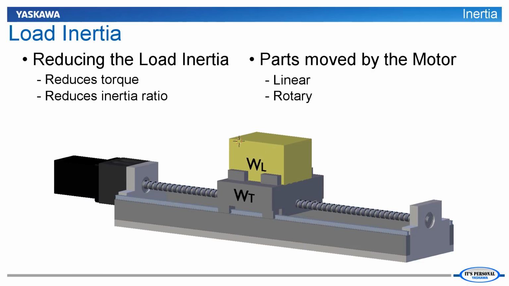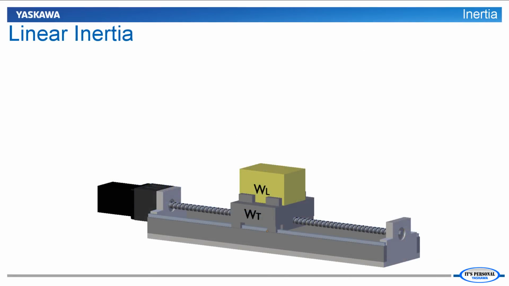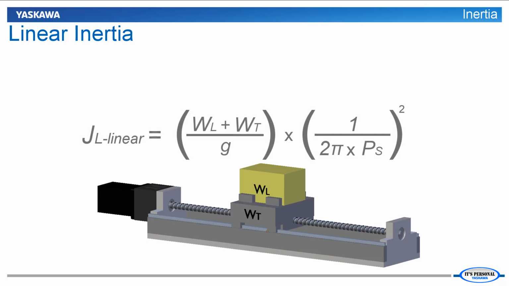Rotary and linear inertia components each have specific details to consider. The linear component of the load inertia for a ball screw application is given by the following equation. Other mechanical systems with linear inertia follow a similar equation. The linear inertia is proportional to the total weight that is being moved, which includes the weight of the payload and the weight of the table itself. Reducing the weight of the linear components will proportionally reduce the linear inertia contribution to the load inertia.